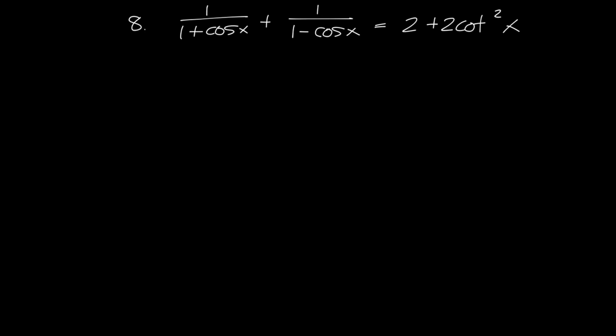Well, first we're going to adjust the left-hand side by doing common denominators. So the first term here is missing a 1 minus cosine x. So we have this. Ooh, I should write this in pink. Okay. The second term is missing a 1 plus cosine x.